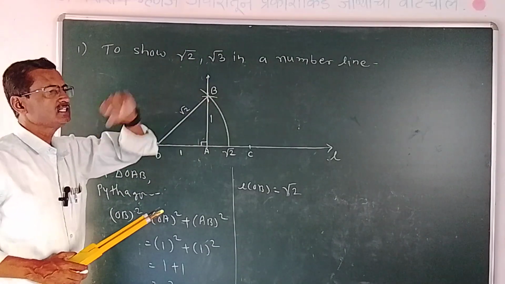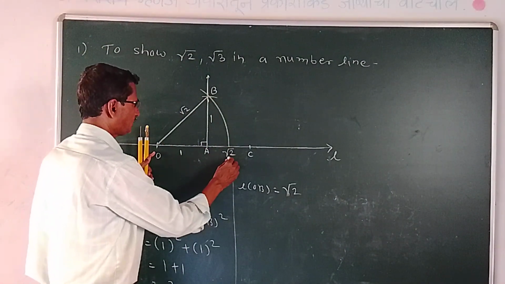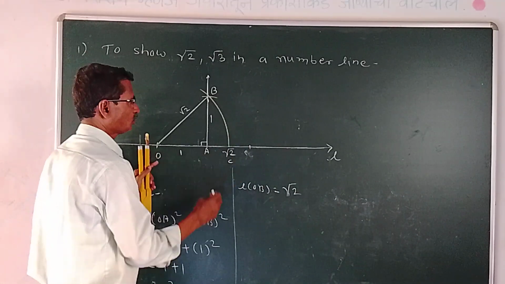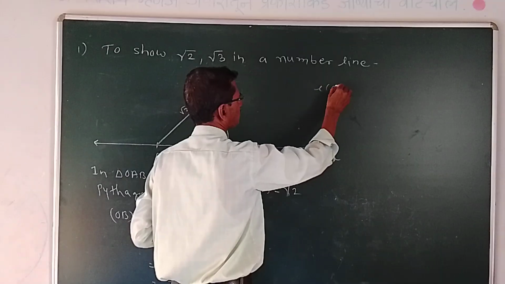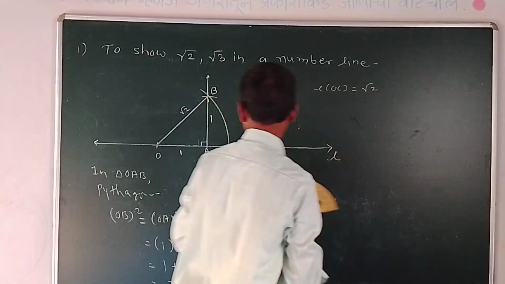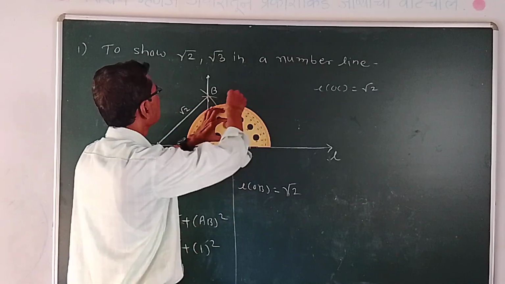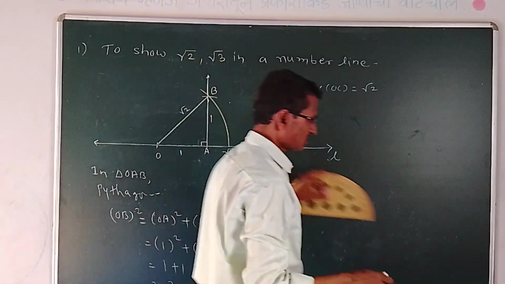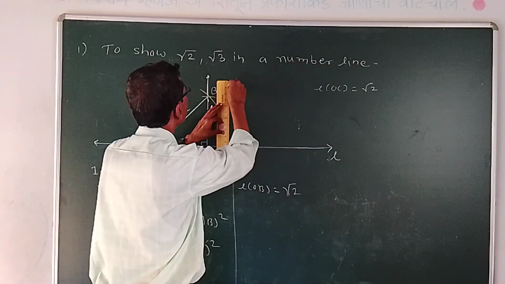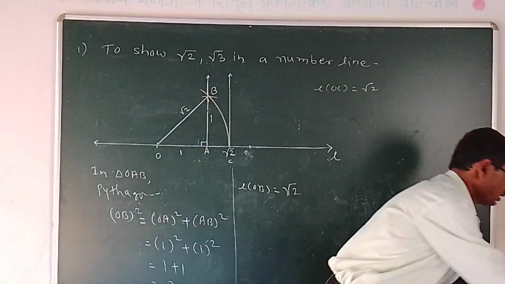Again, you have to show root 3. Now using this point root 2, give the name C to this point. Point C. Length OC is equal to root 2. And draw a perpendicular from point C to this line L. Take a distance of 1 unit on this perpendicular to line L.